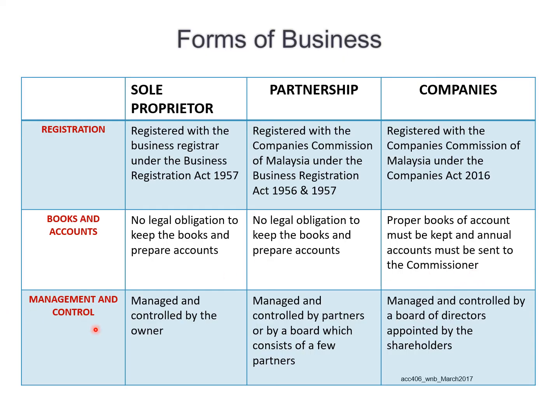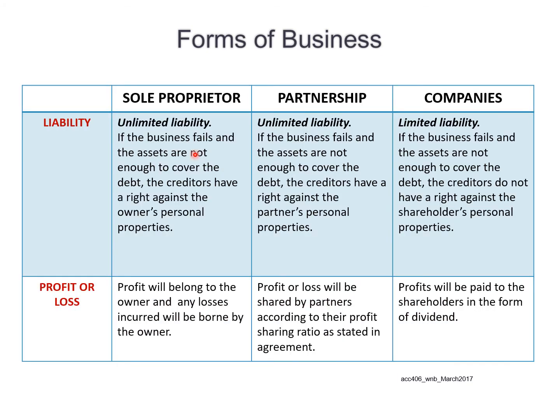Okay. And then untuk management and control, the sole proprietor adalah manage and control by the owner, like I said before. Untuk partnership, manage and control by partners. Untuk company, dia akan manage and control by the board of director. Tapi this board of director adalah appointed by the shareholders. Right?